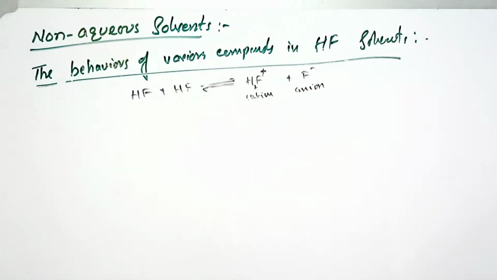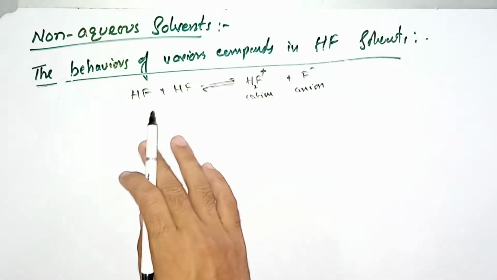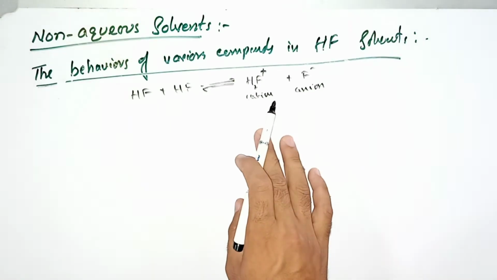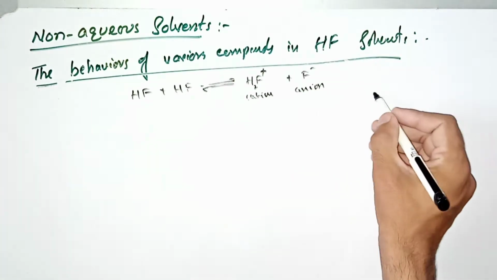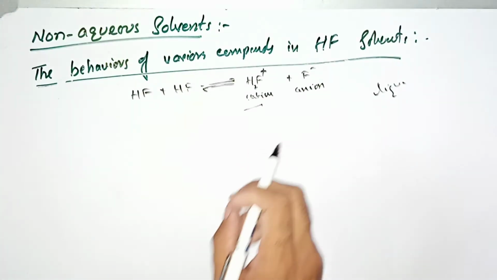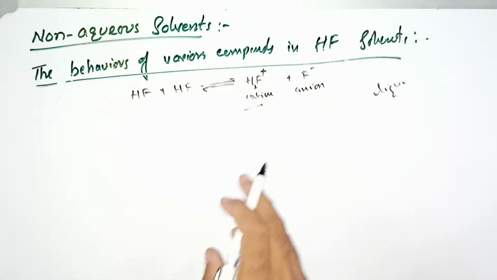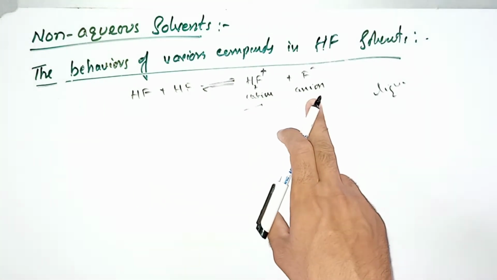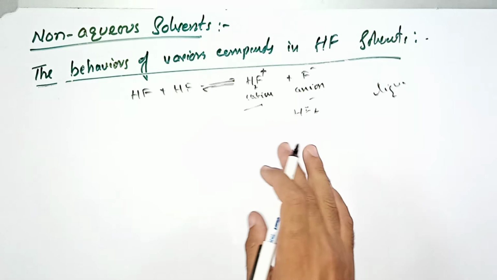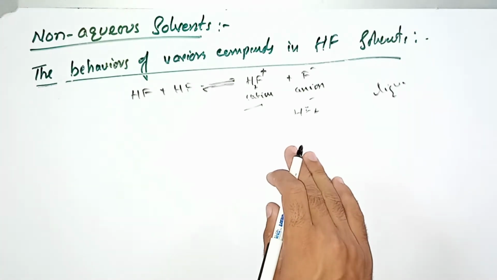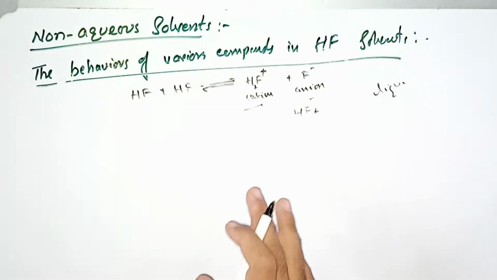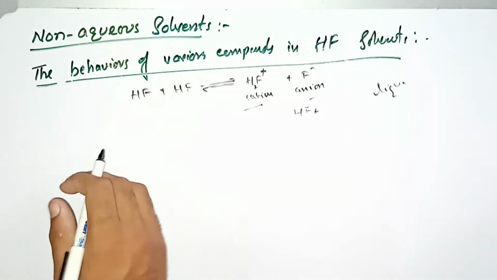So, in the auto-ionization of HF, all those substances in liquid HF that give cations behave as an acid in this solvent, and the substances that furnish anions, F negative or HF2 negative ions, act as a base in this solvent. This point will be clearer from the following examples.